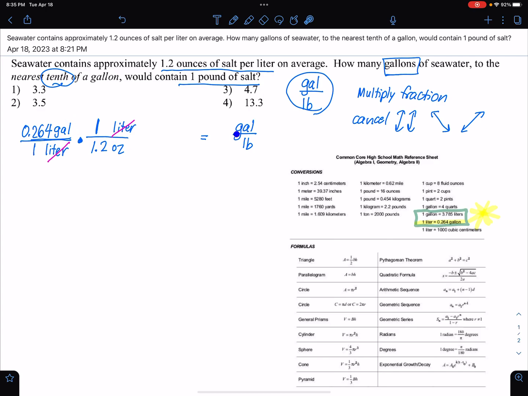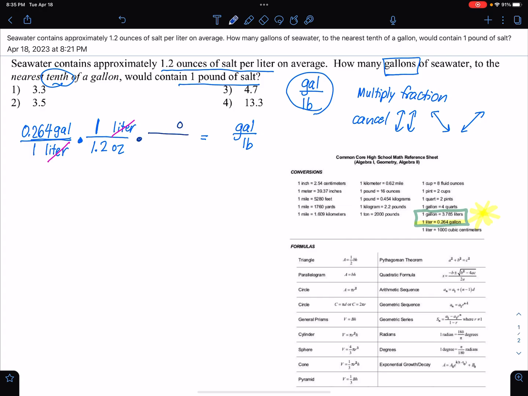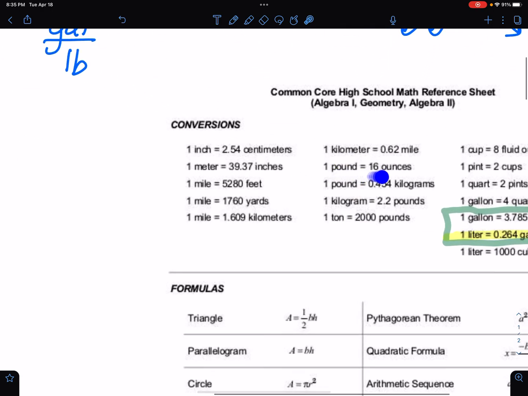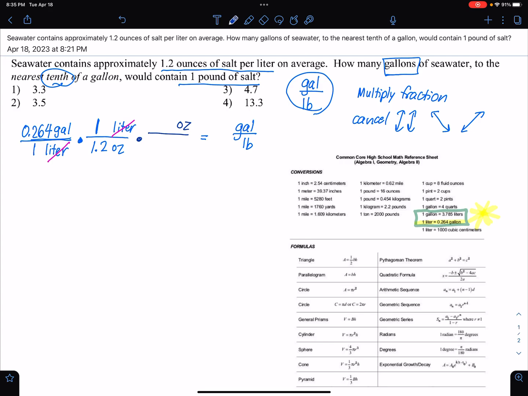Remember, my goal was to get gallons on top and pounds on the bottom. Here we have ounce. So there has to be another fraction that we're going to set up so that diagonally the ounces are going to cancel. Now, is there anything here that tells me more information about ounces? No. So then we're going to look at the reference sheet. Anything with ounces, well, here I have 1 pound equals 16 ounces. So I'm going to use that to my benefit. So I have 16 ounces goes with 1 pound.